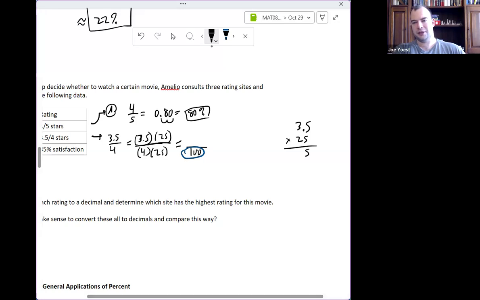So 5 times 5 is 25. 5 times 3 is 15, plus 2 is 17. 2 times 5 is 10. 2 times 3 is 6, plus 1 is 7. So this is 875. And remember, we're multiplying decimals here. So I have 1 decimal place, 0 decimal places. I should have 1 decimal place in my answer, 87.5.